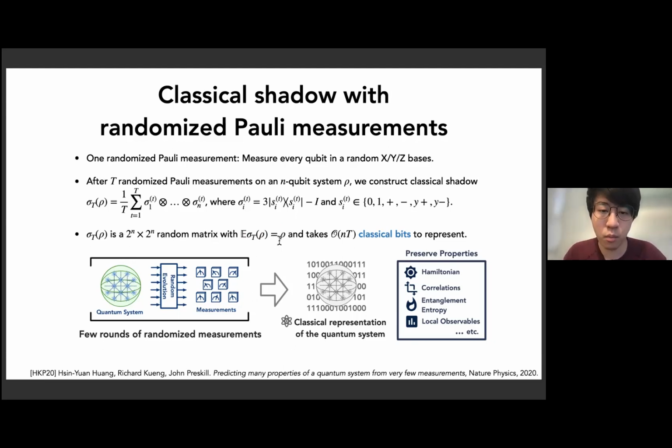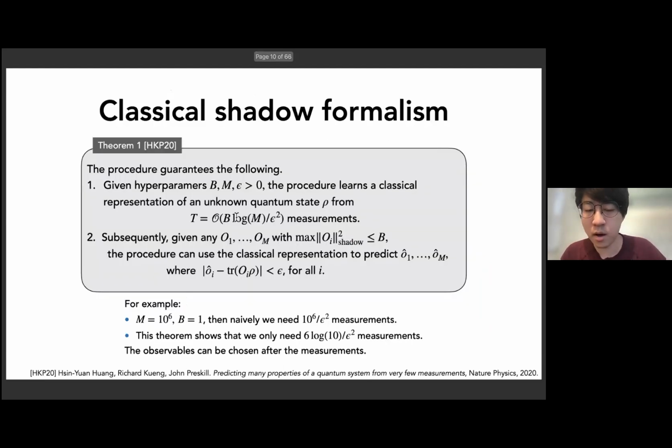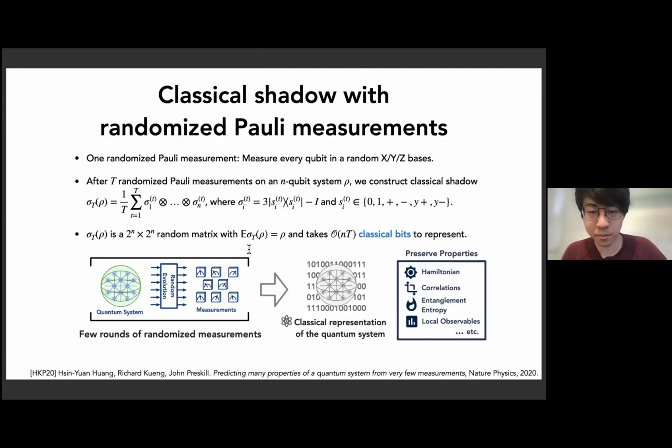So here, one should think of this rho as this 2 to the n by 2 to the n complex matrix to represent an n-qubit system. And this sigma t of rho is this particular representation that's as big as rho, but requires much, much fewer number of classical bits to represent. In particular, this capital T corresponds to the speed log m over epsilon squared, which is a pretty small number compared to, say, 2 to the n.